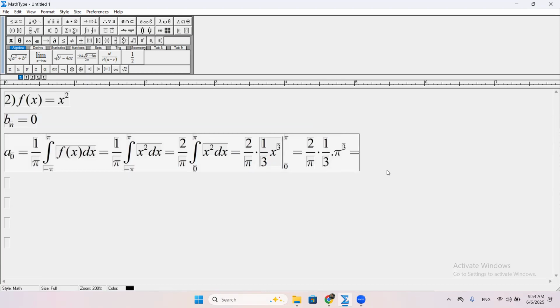And what will be the answer? 2 over 3 p square, 2p square over 3. So that's how we found a0. And what about an? Analogically, but we will multiply by cosine of nx also.